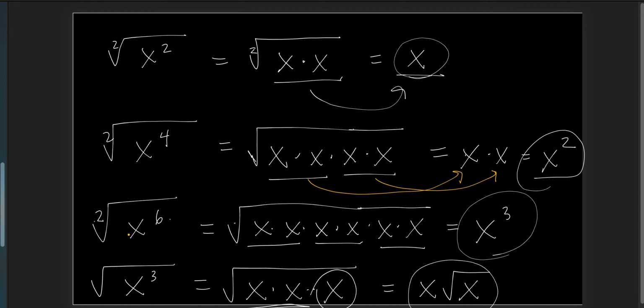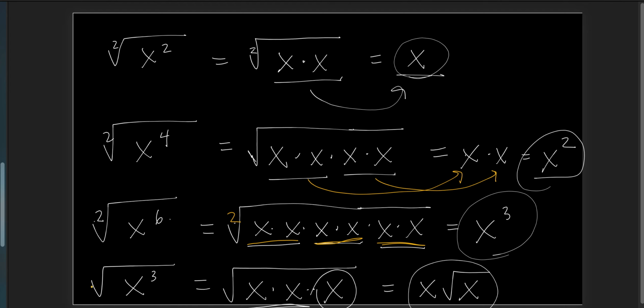So next we'll look at square root of x to the 6th and simplify that. So if you write out 6 x's, you're looking for pairs of things because there's a 2 right here. For every pair, you take one out, so that's one x that'll come out. There's 2 x's that'll come out. There's 3 x's that'll come out, and that's x to the 3rd. So 3 x's multiplied together is x to the 3rd.